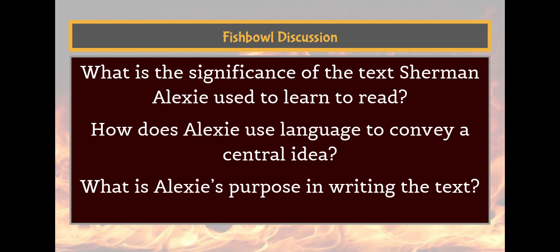Now we're actually going to have our discussion. The questions that we'll be looking at answering are, what is the significance of the text Sherman Alexie used to learn to read? How does Alexie use language to convey a central idea? What is Alexie's purpose in writing the text?